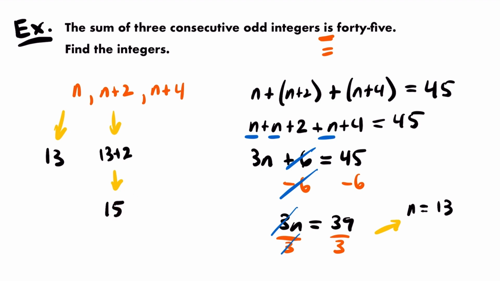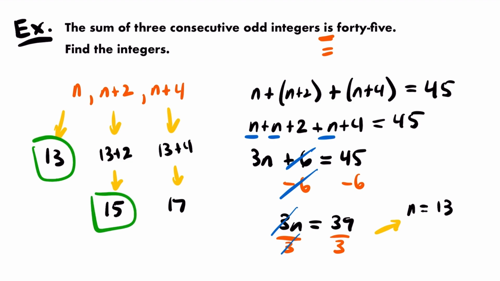And then you could add 2 again to get the next one, or you could just use our expression of n plus 4, where n is 13. So you'd have 13 plus 4, which is 17. Once again, you could have found that answer by just adding 2 to 15, because each consecutive odd integer increases by 2. We go from 13 to 15 to 17. And so there we have it. Those are the three consecutive odd integers whose sum is 45.